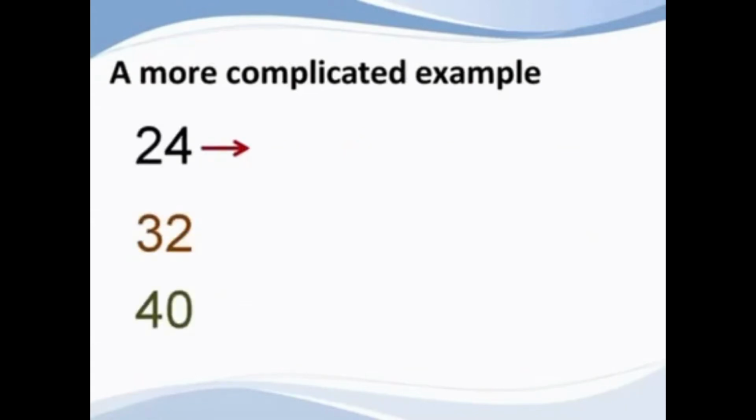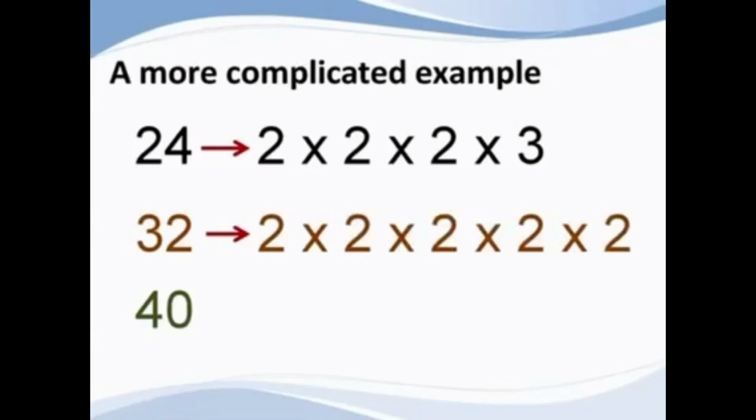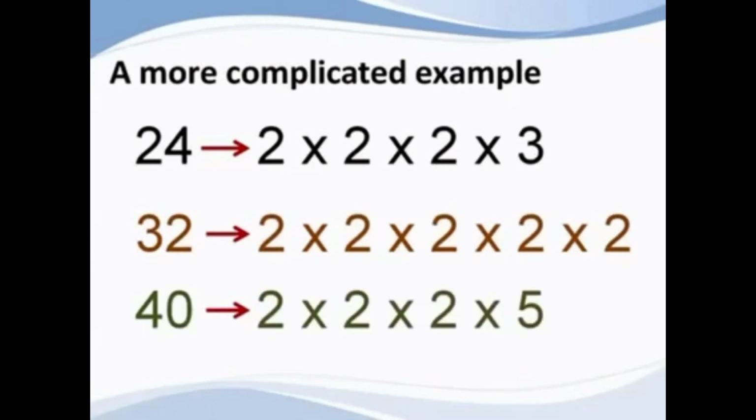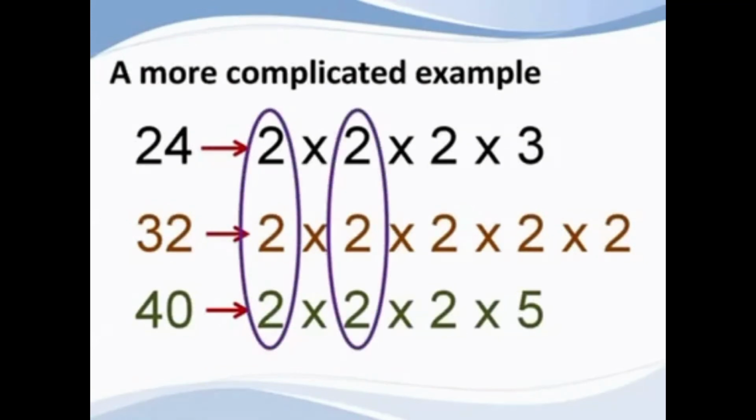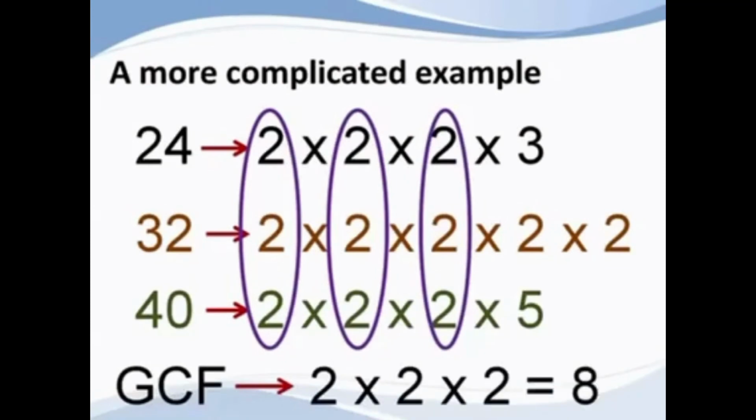24 is equal to 2 times 2 times 2 times 3. 32 is equal to 2 times 2 times 2 times 2 times 2. 40 is equal to 2 times 2 times 2 times 5. The greatest common factor are the factors that are in common in all three lists. 2 is in each of the three lists, 3 separate times. Therefore, the greatest common factor is 2 times 2 times 2, or 8.